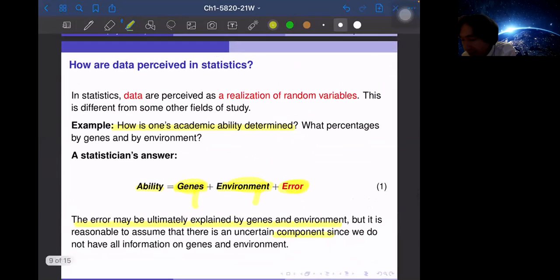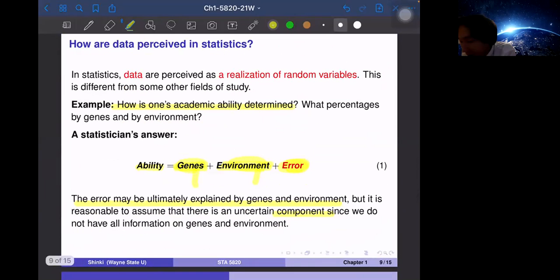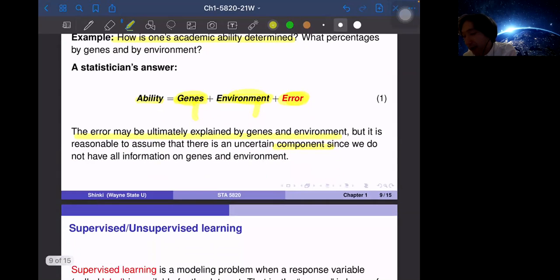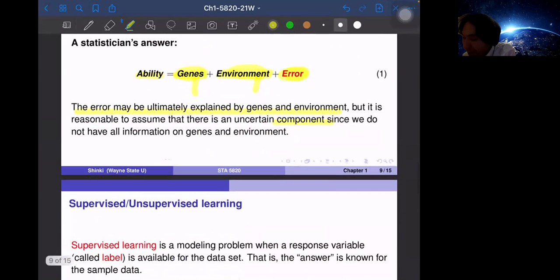Yeah, so this is sometimes a political correctness problem, but some people claim that genes don't matter and environment explains everything in terms of some ability, and some people believe that the ability is closely related to genes.